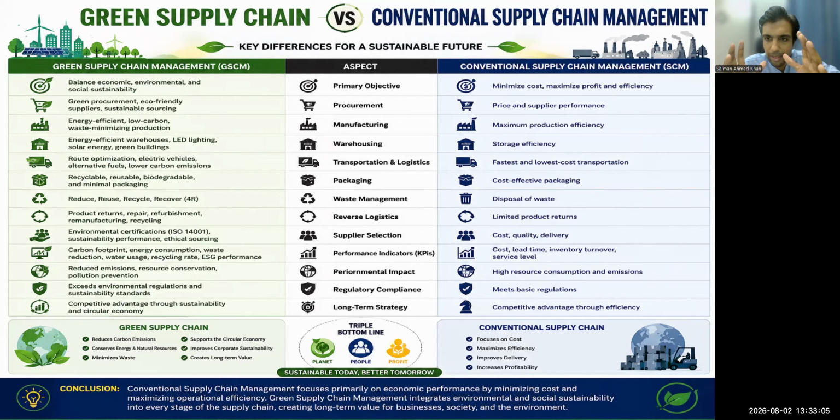So this is the difference between green supply chain management and conventional supply chain management based upon the aspects which I have mentioned. And the conclusion here is that conventional supply chain management focuses primarily on economic performance by minimizing cost and maximizing operational efficiency, while green supply chain management integrates environmental and social sustainability into every stage of the supply chain, creating long-term value for the business, society, and the environment.